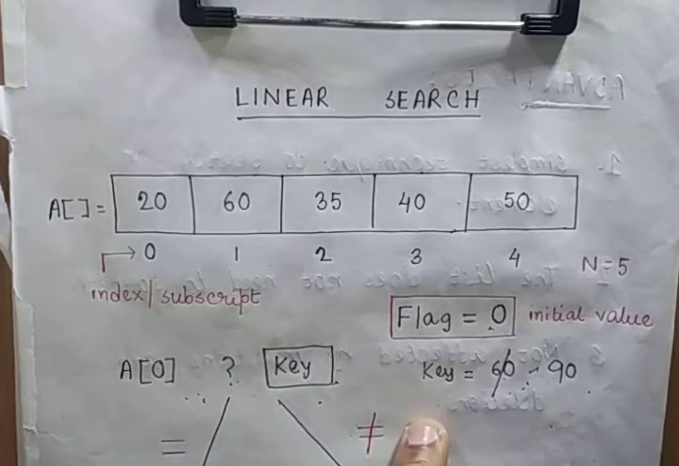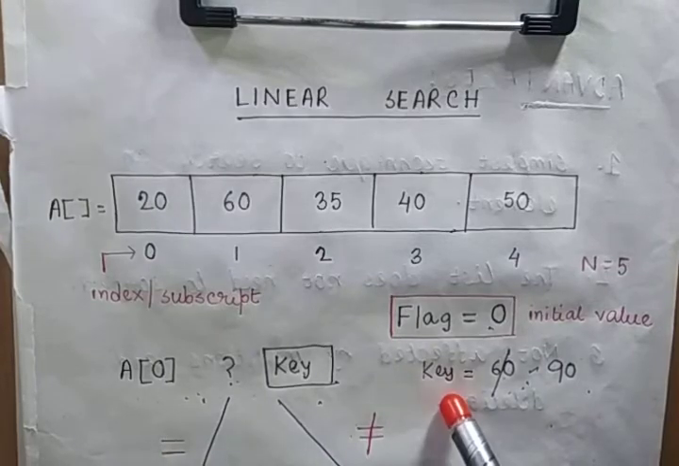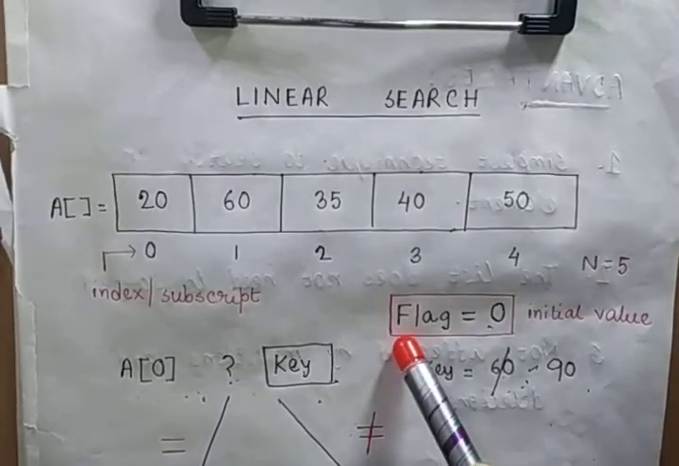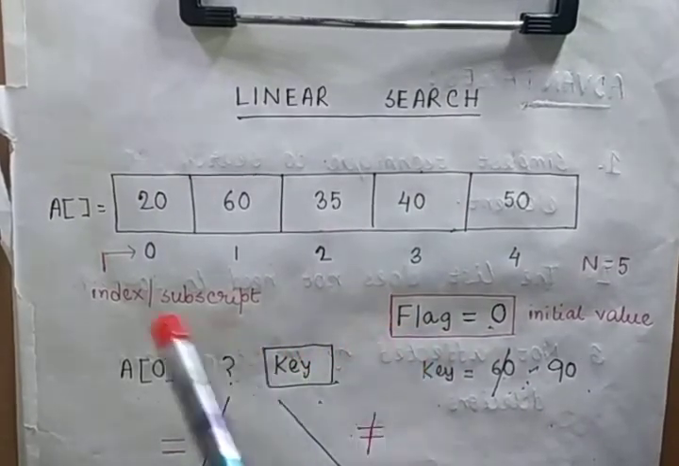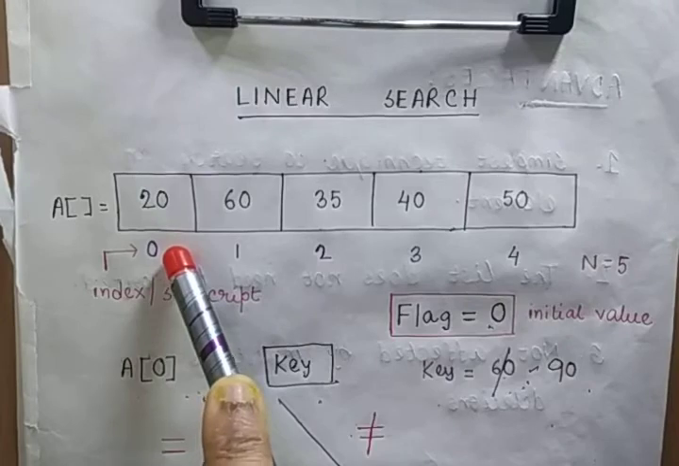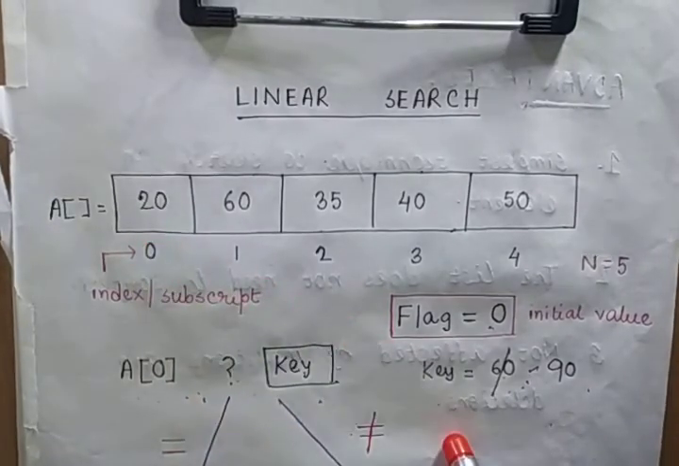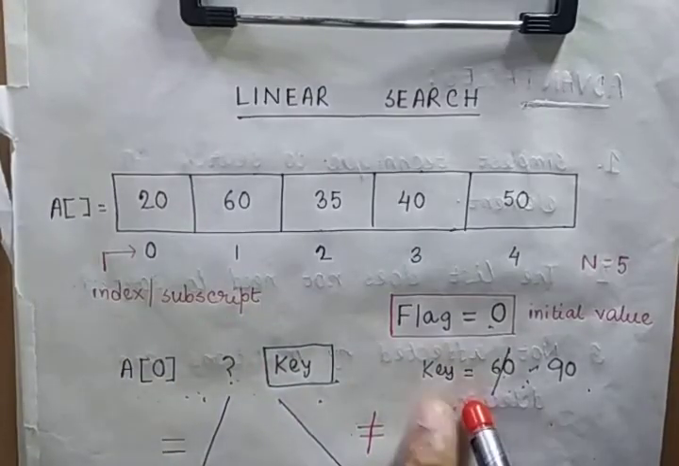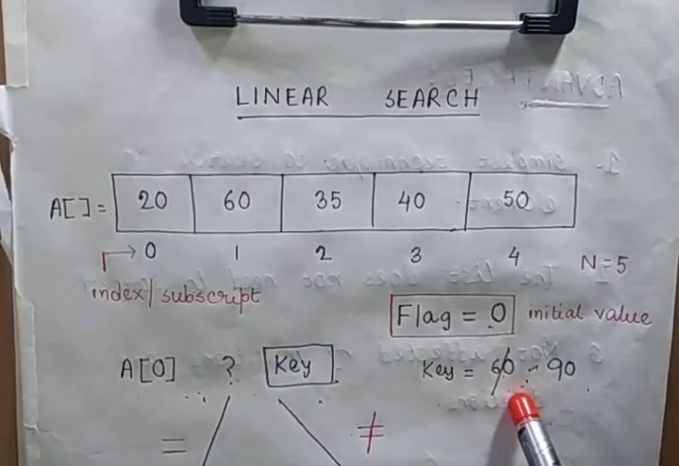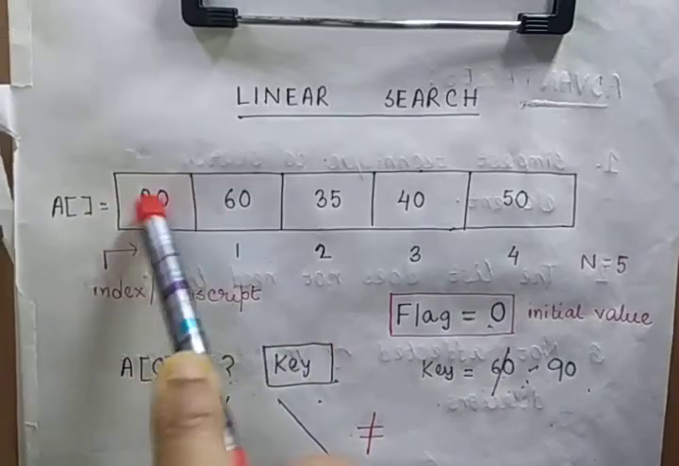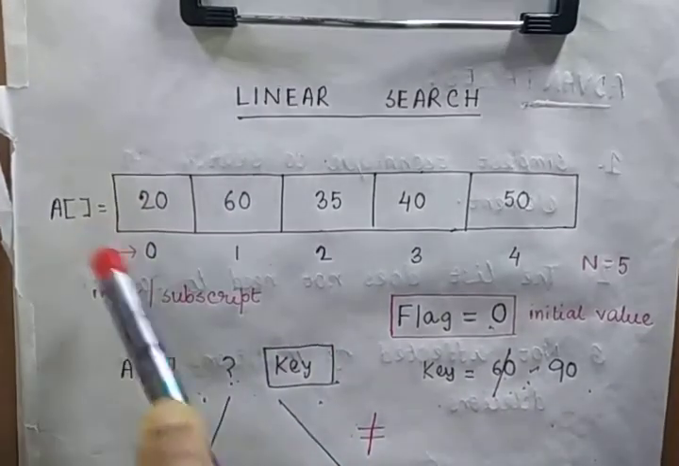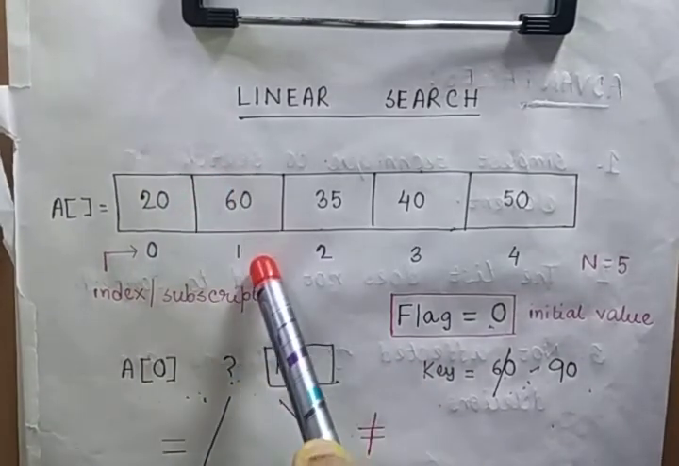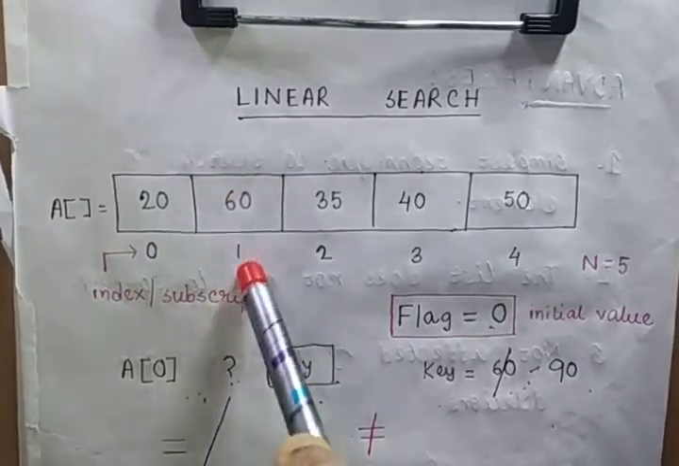So what I mean to say is, suppose this is your key element. You have to compare this key element with the first element of the array. If the key element is not found at the first position, suppose your key element is 60 and you see that 60 is not found at the first position, then you have to compare the key element with the next element of the array, that is the second position, a of 1.